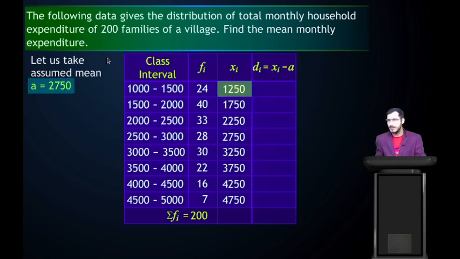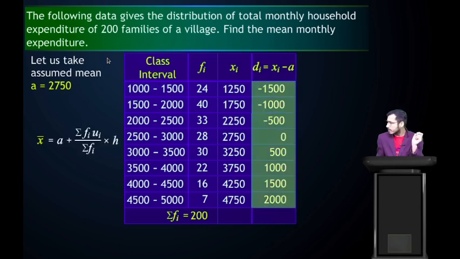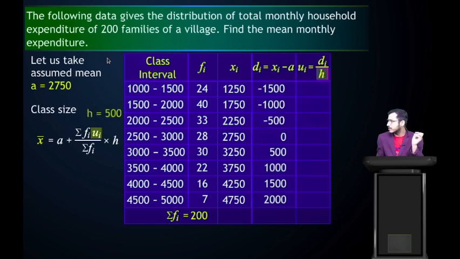Okay, then di is equal to xi minus a. So here 1250 minus 2750, so we get minus 1500. Then 1750 minus 2750, so we get minus 1000, and then we subtract all the values, so we can get, you can see here the column of D. Now you can see the D, column D here.